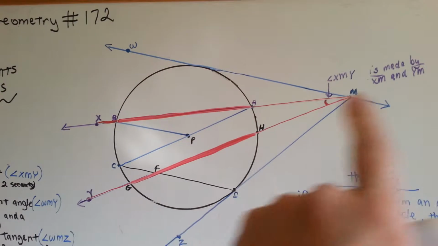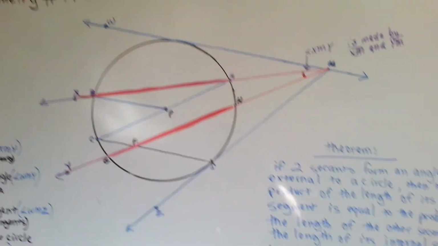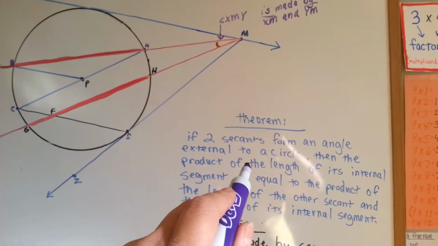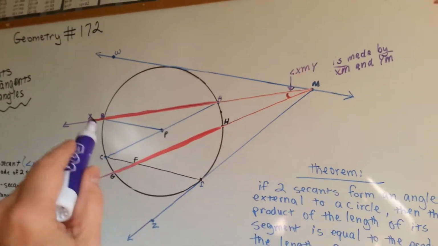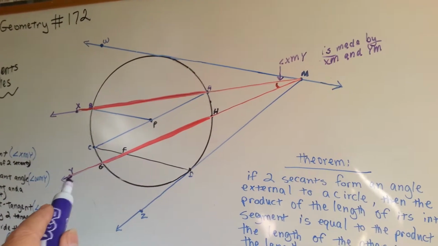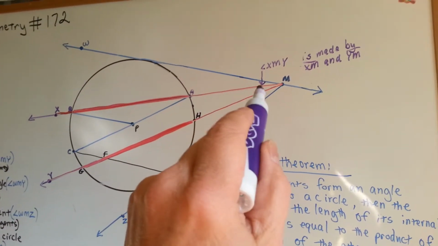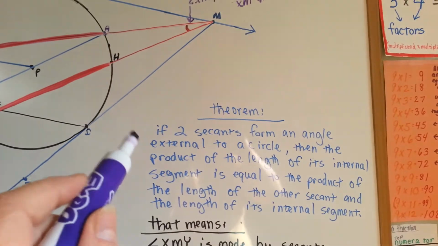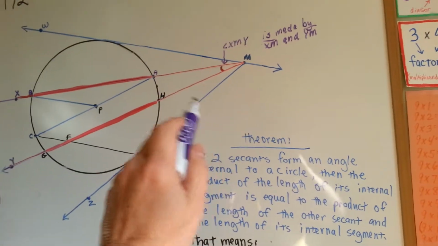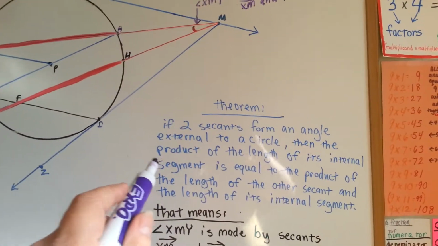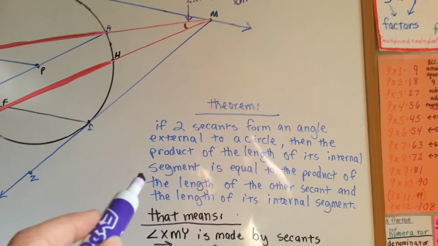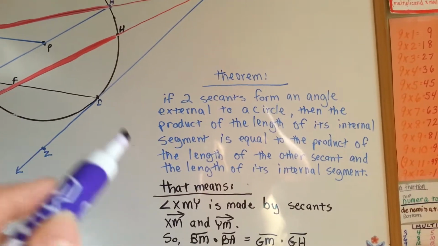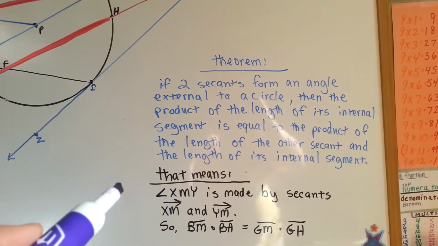I'm going to use these secants right here. So, here's our theorem. If two secants, from M to X and from M to Y, make an angle right here, X, M, Y, if two secants form an angle external to the circle, see how it's outside the circle, then the product of the length of its internal segment is equal to the product of the length of the other secant and the length of its internal segment. Whew! What does that mean?